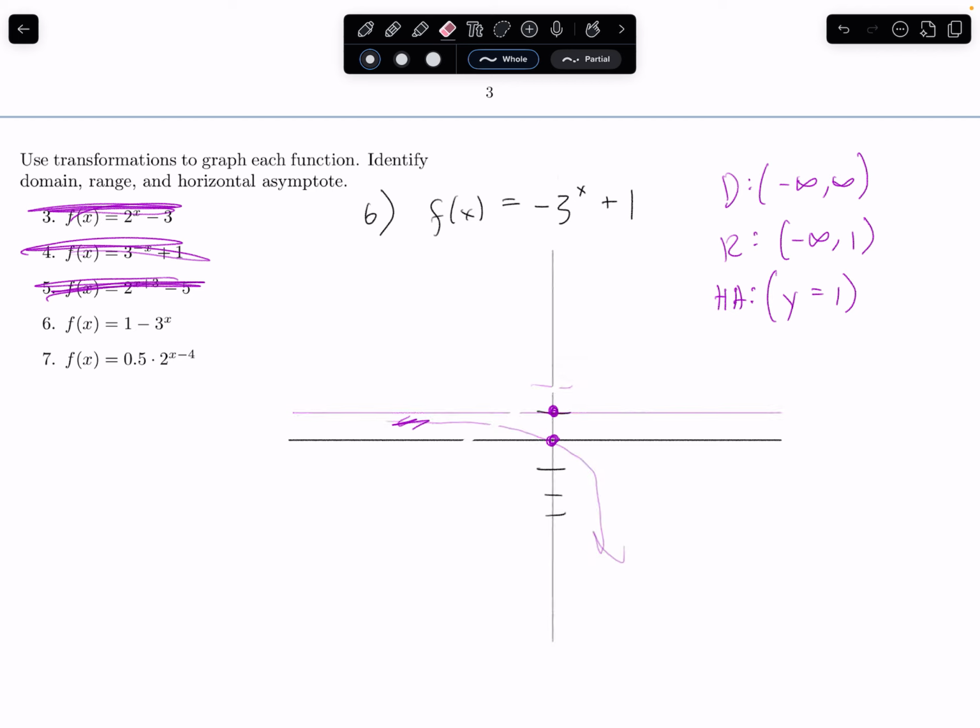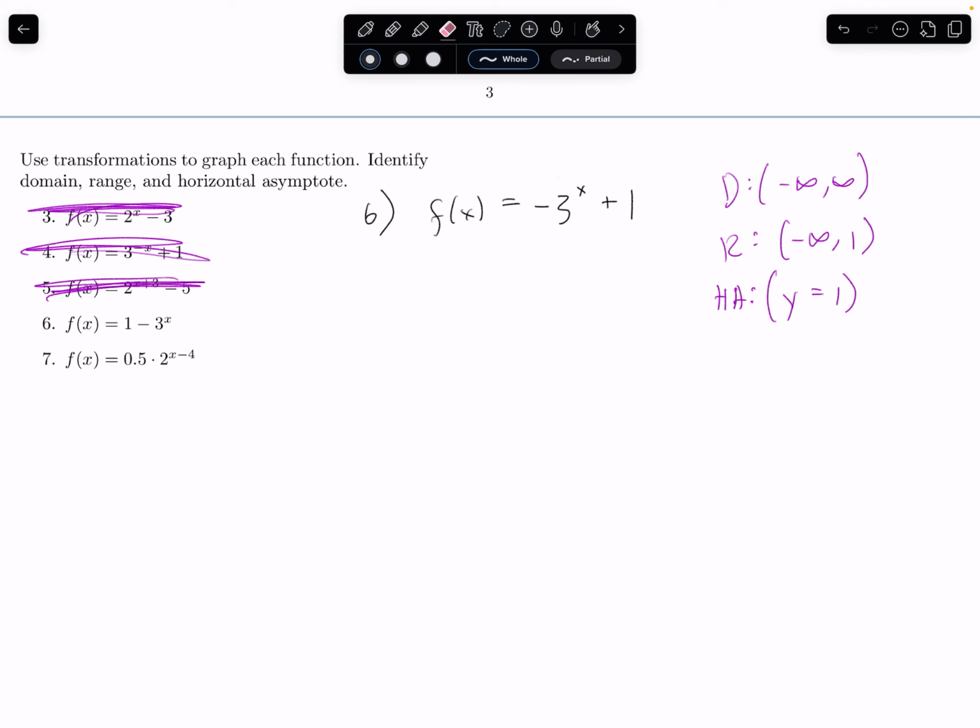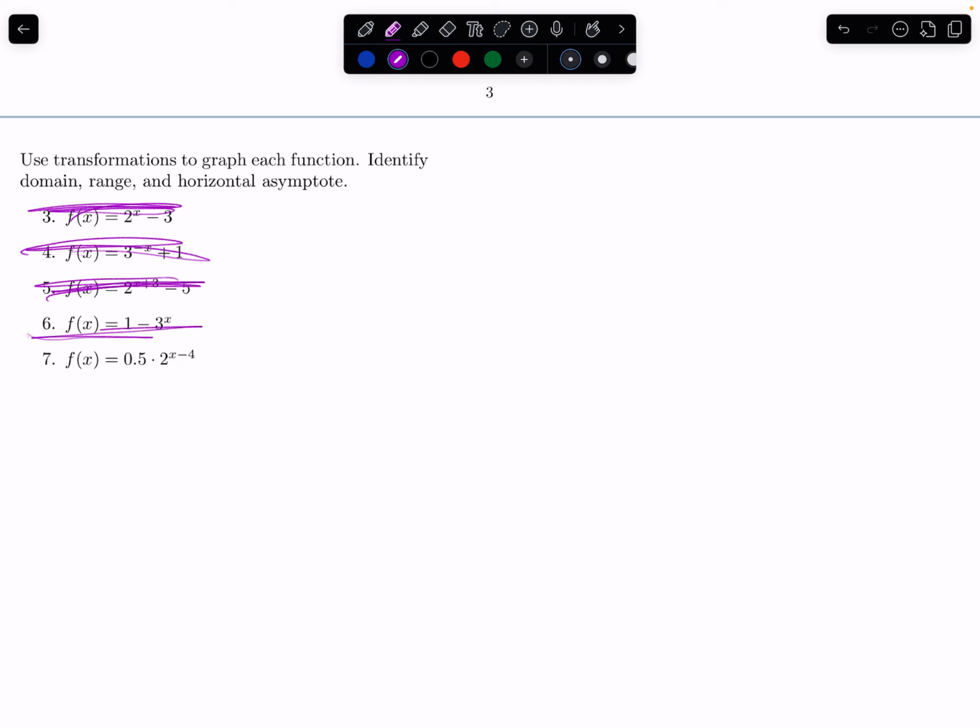Okay, but again, just follow the conventional methods, probably safer for you as you're doing these. So we can do the way we did it first. Just apply the transformations in alphabetical order. Okay, last one.